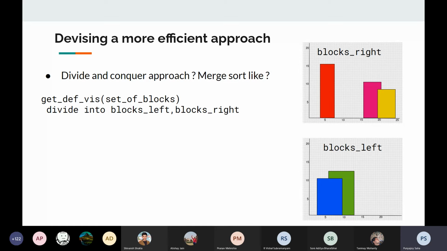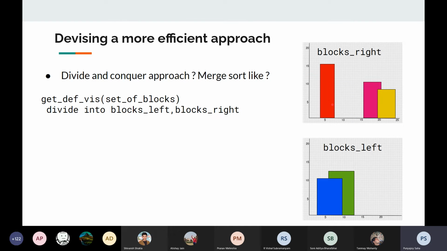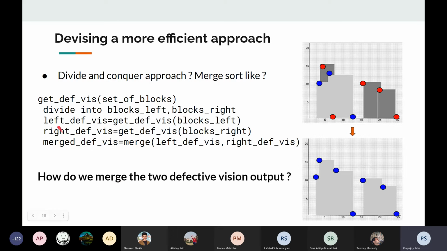So you have the blocks to the left and blocks to the right. You just divide it into blocks left and blocks right. Now what will be the step? You can draw the outline for this one, and then the outline for this one, and then merge it. So this will be similar to getting the skyline for the left block, then the right block, and then simply merging. Is this part clear?